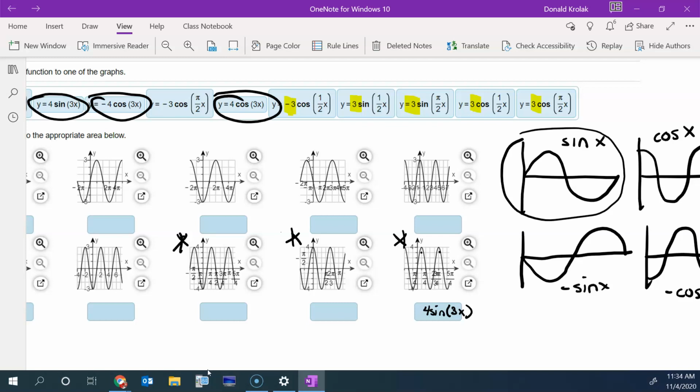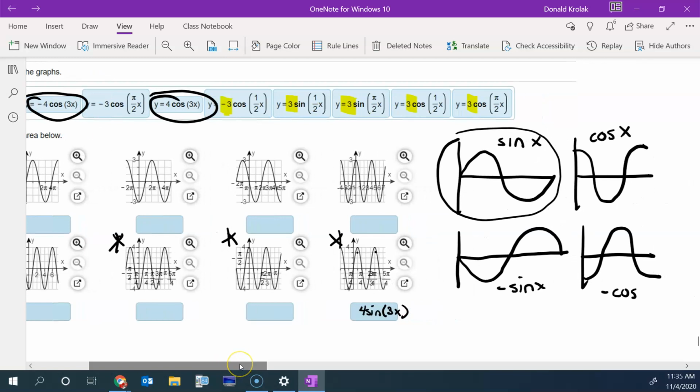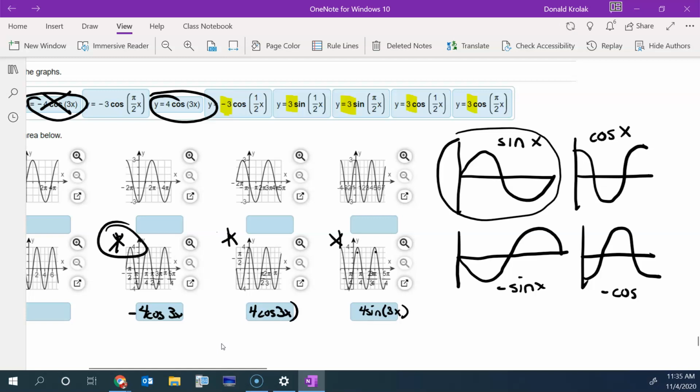Okay, the next one, so I got that guy done. Now I'm looking for an upside down cosine, right? There's only one upside down cosine there. This guy right here. That's going to be negative cosine 3x. That takes care of that one. And then this is a positive cosine. Any questions on how to get those?